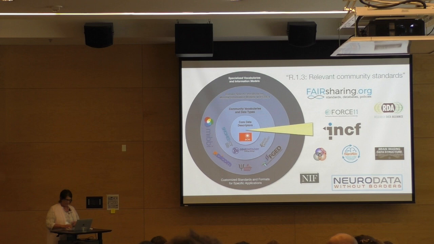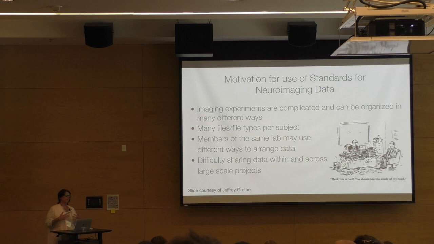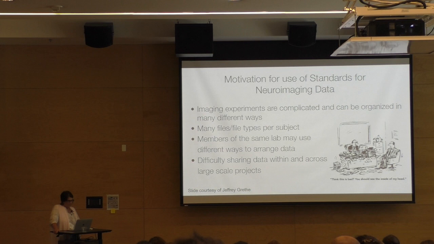The reason that we know that standards are so important, and certainly so important for neuroimaging data, and this has already been covered, is that neuroimaging experiments are complicated. They can be organized in many different ways. There's many different files, file types per subject. We've been doing some work as part of one of the consortia I mentioned, and sometimes there are thousands of files that are produced, and the people doing the infrastructure were completely taken aback by that because they're used to one gigantic file being deposited, right? But this characterizes neuroimaging. Members of the same lab may use different ways to arrange data. This all leads to difficulty sharing data across large-scale projects, but oftentimes even within your own project, right? Graduate student A, graduate student B, we've already heard about that.